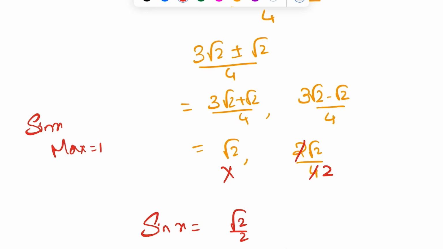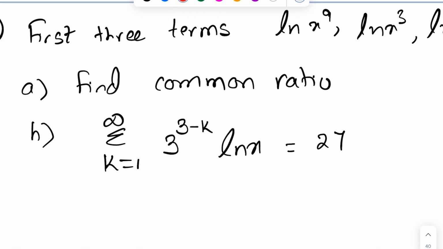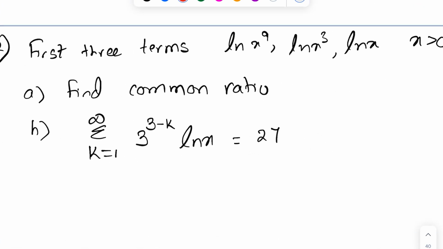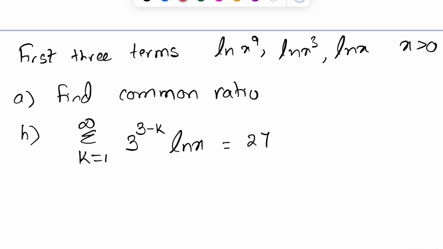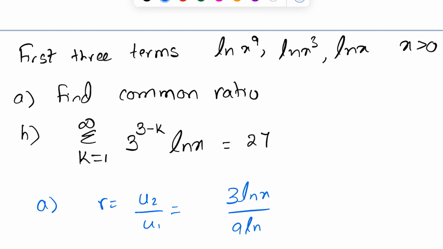And finally, we do one more question. That is question number 32 over here. So he gave that the first three terms are ln x to the power 9, ln x cube, ln x, where x is greater than 0. Find the common ratio. Common ratio is nothing but u2 upon u1, which is 3 ln x upon 9 ln x. So it becomes 1 upon 3.